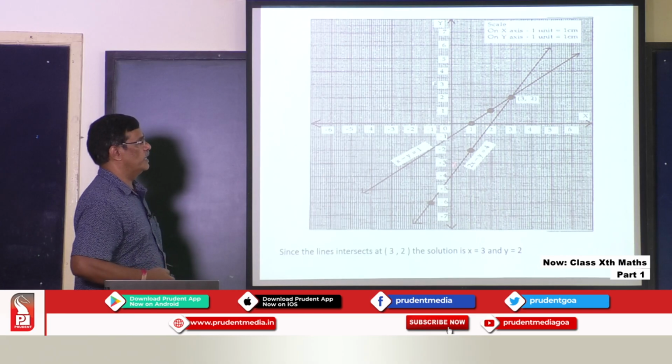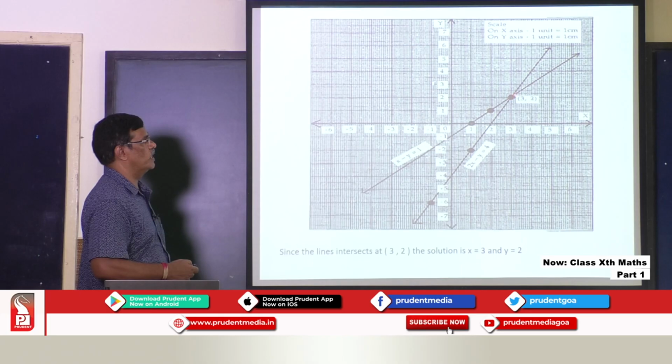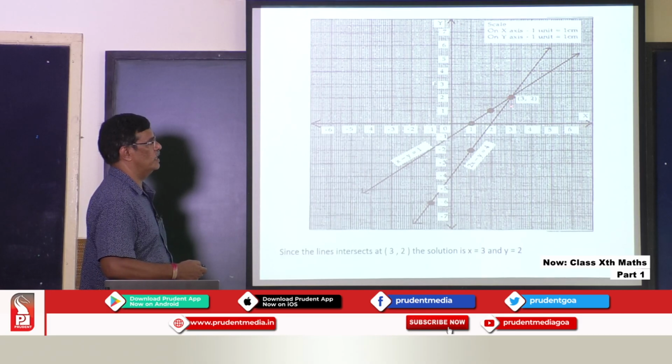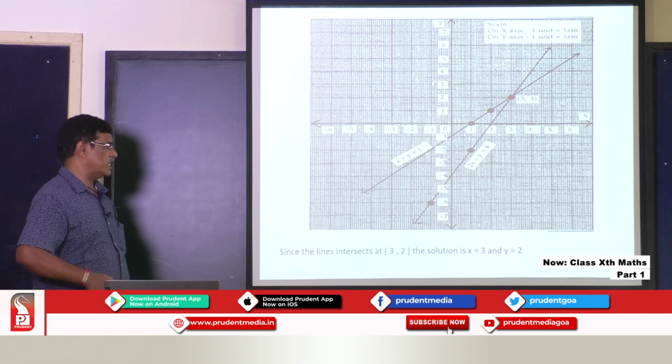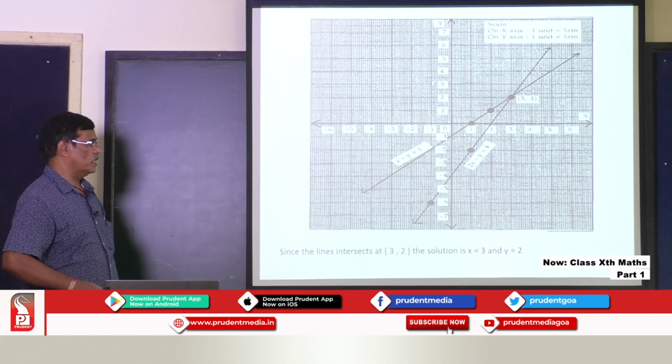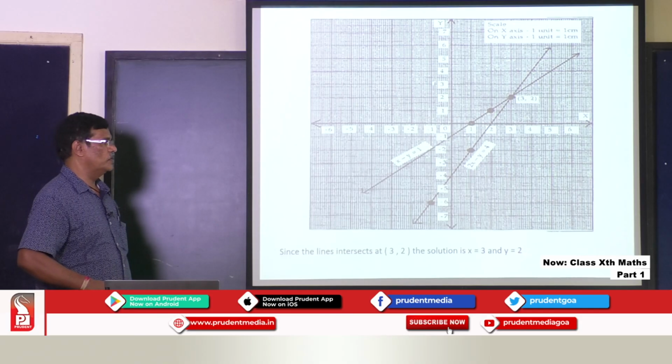Now line 1 and line 2 intersect here. This is the point of intersection of line 1 and line 2. This point of intersection from here gives the value of x is 3, and from here it gives the value of y is 2. So now since the lines intersect at 3 and 2, the solution of these two lines is x is equal to 3 and y is equal to 2.